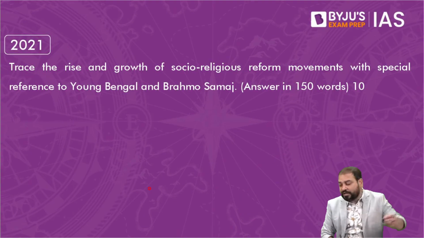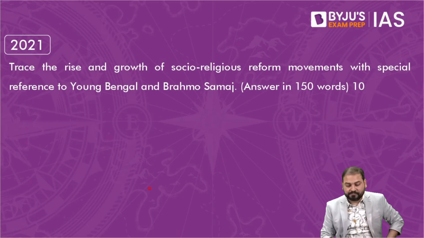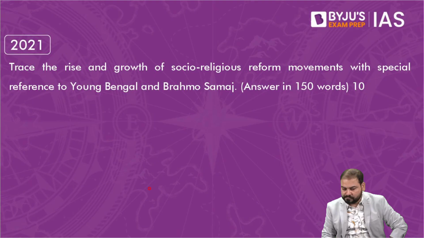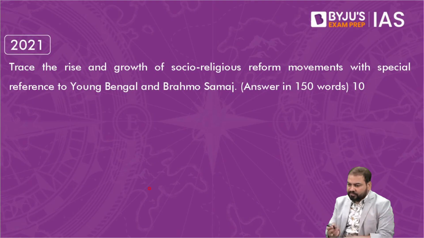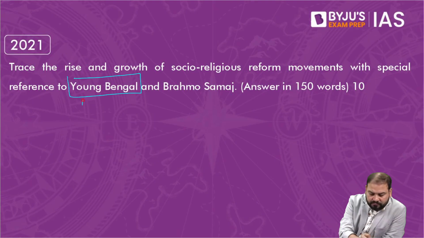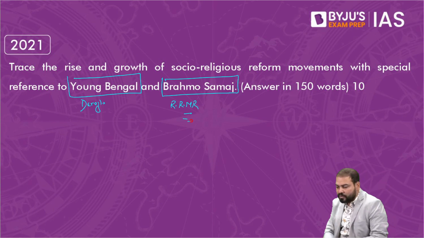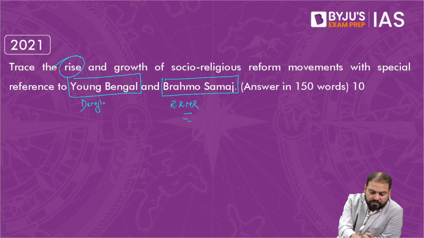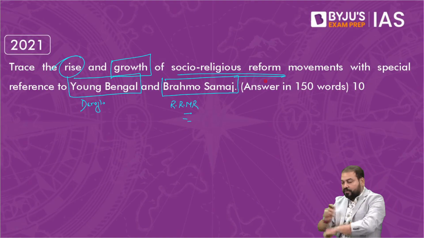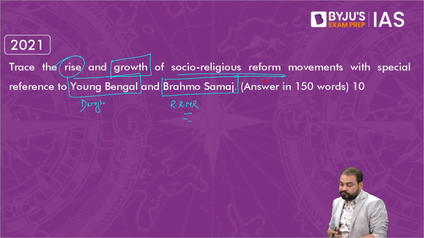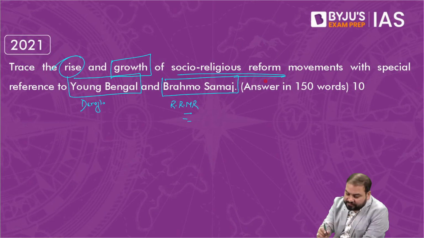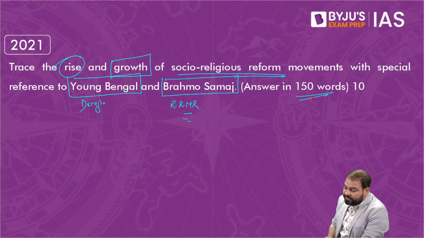This is last to last year's question. All of you, see this. Young Bengal, this is nothing but Derozio. Brahmo Samaj is Raja Ram Mohan Roy. It is talking about tracing the rise as well as growth of all these movements with special reference to these two. Rishika, you will study that, don't worry about that. 150 words, 10 marker.